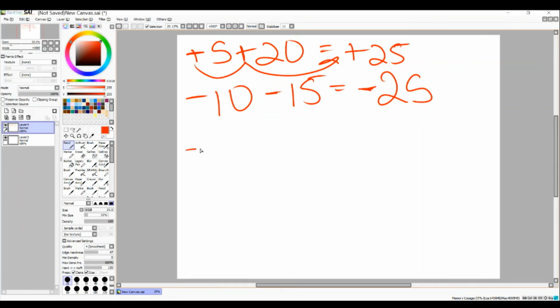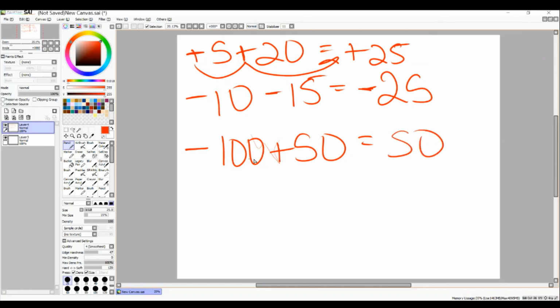Let's do another. Let's go negative 100 plus 50. The signs are different, so we should subtract. 100 minus 50, you're going to get 50. But what is the bigger number between the two? 100. And 100 carries a negative sign. So it's going to be negative 50.